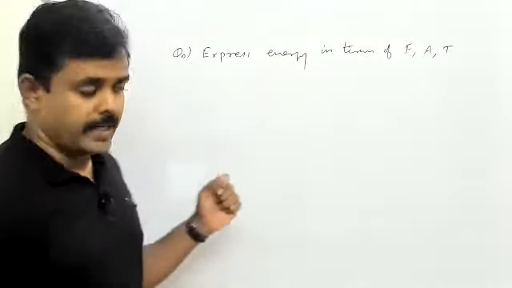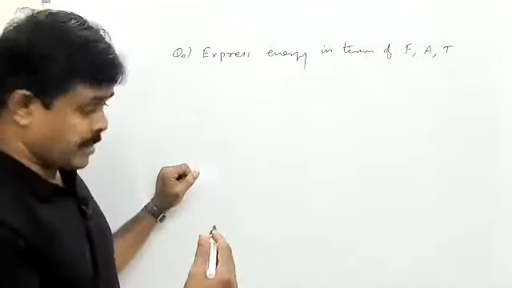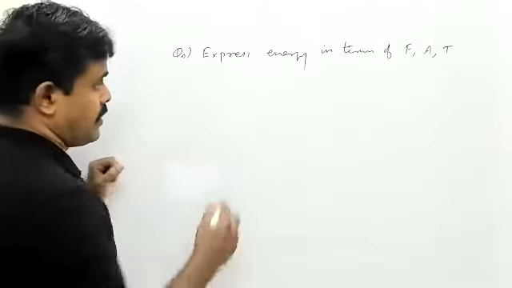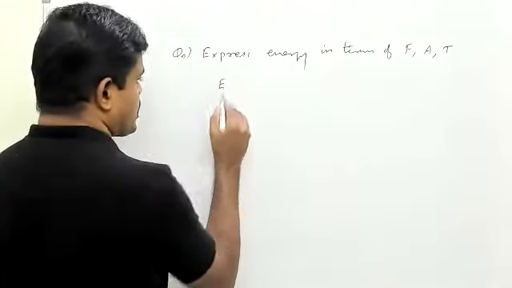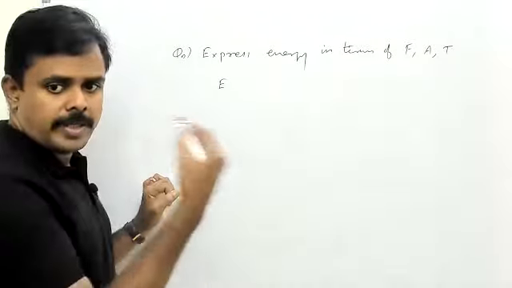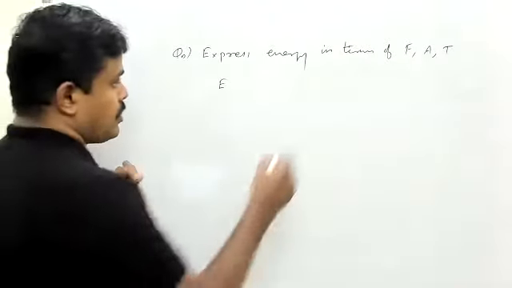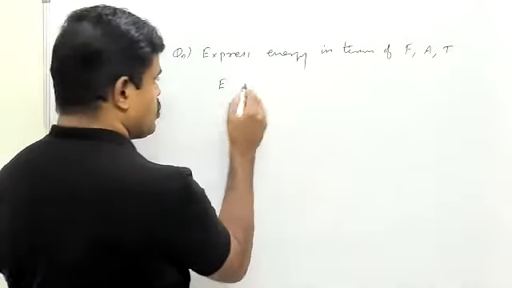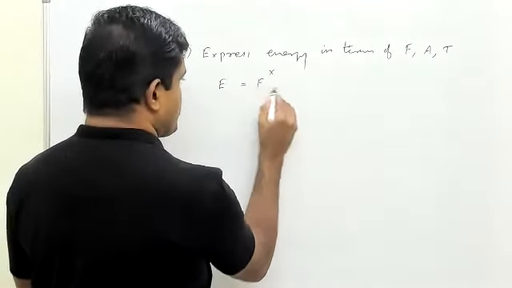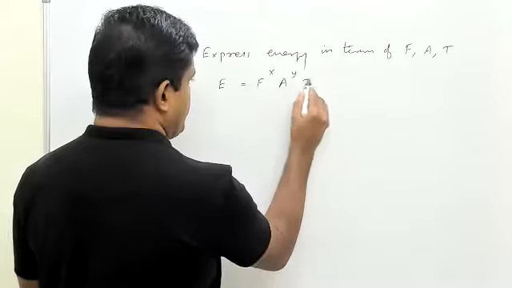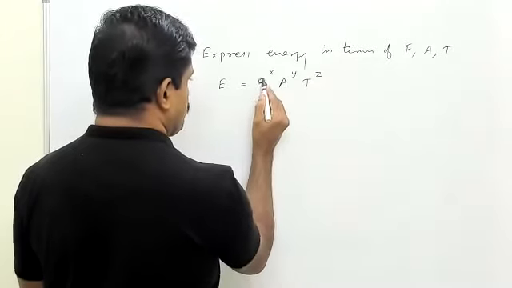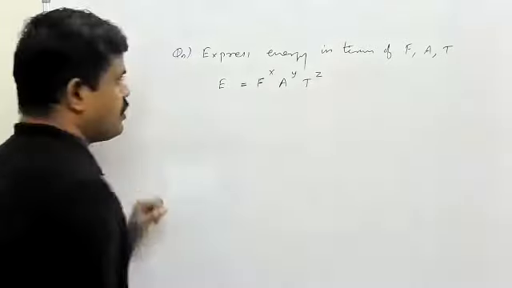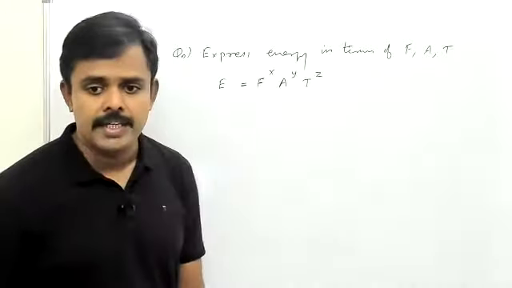You have to write the quantity which is to be expressed on the left side. So what is the quantity? I need to express energy. And what should be written on the right side? The quantities in terms of which this should be expressed. So I should write F raised to some power, a raised to some other power, t raised to a third power. So how do we write this? Whenever you are asked such a question, you should write.